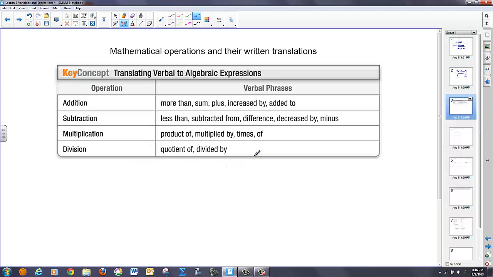Where I find a lot of people don't get the correlation is difference. People oftentimes have problems with of. Oftentimes people miss those. Those are the most common. Most of the others are pretty self-explanatory. More than means adding, sum, et cetera.